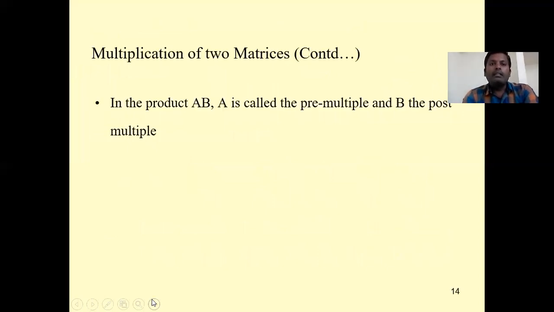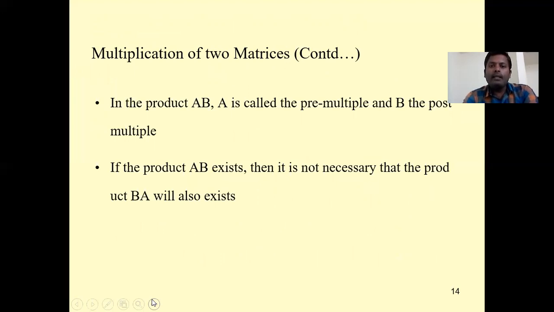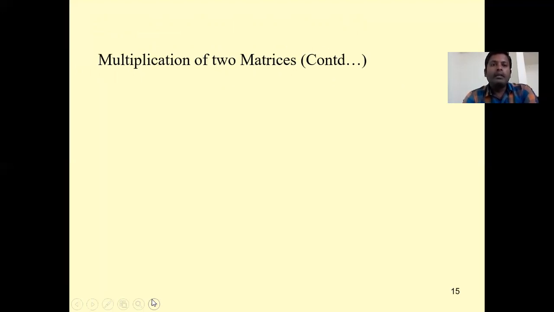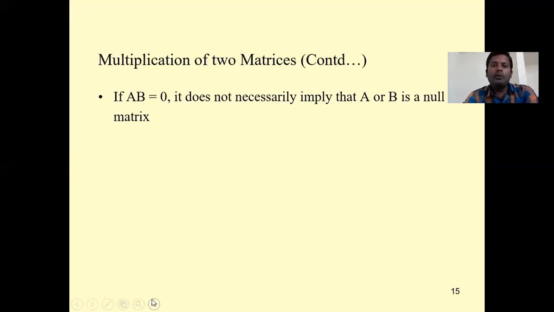Okay, next, in the product AB, A is called the pre-multiple and B is called the post-multiple. If the product AB exists, then it is not necessary that the product BA will also exist. If AB is equal to 0, it does not necessarily imply that A or B is a null matrix.